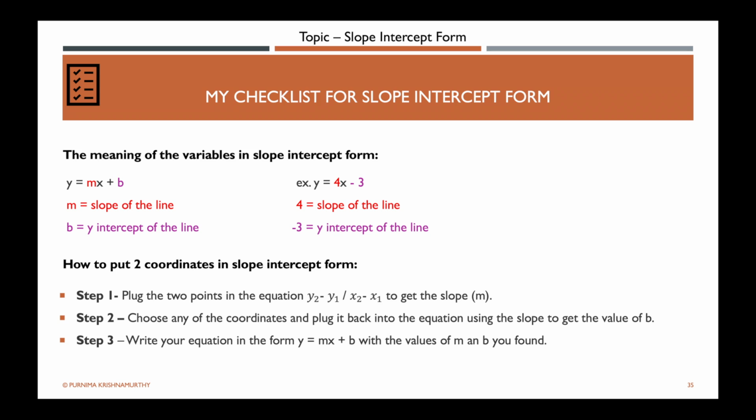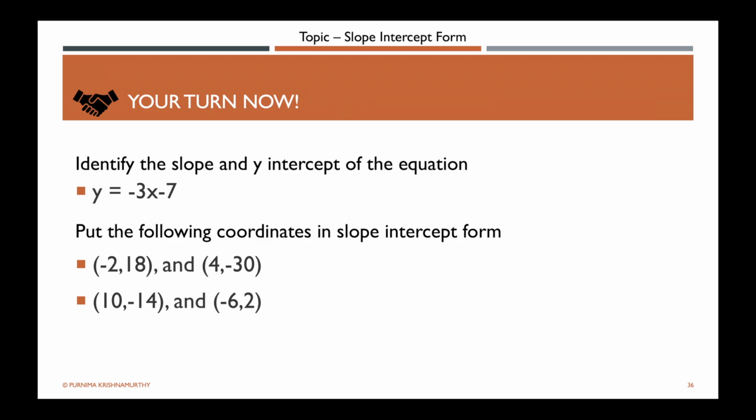Here is my checklist for slope-intercept form. Hope you find it helpful. It's your turn now. Here are some questions for you to try. First, identify the slope and the y-intercept of the equation y equals -3x minus 7. Next, put the following coordinates in slope-intercept form: -2, 18, and 4, -30. And another one is 10, -14, and -6, 2. Hope you try these, and the answer will be in the description box below.